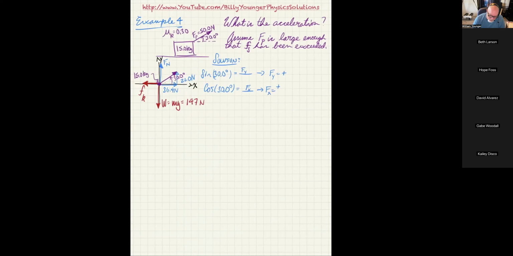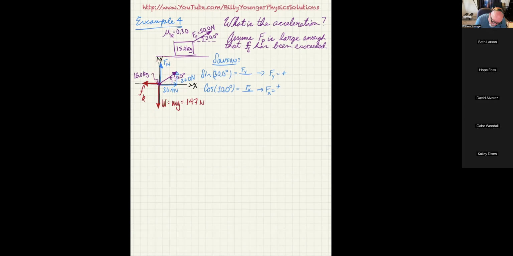So let's look at this. It says, what is the acceleration? And we're assuming that F sub P is large enough that the static coefficient of friction has been exceeded, just like we did last time. I've drawn the forces here. You can see I have the normal force, which is perpendicular to the surface and obviously points upward. I've got the weight, which is mg, which is 147 newtons because that's 15.0 kilograms times 9.8. I've got the kinetic coefficient of friction.